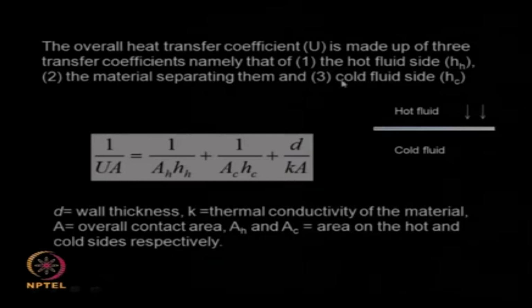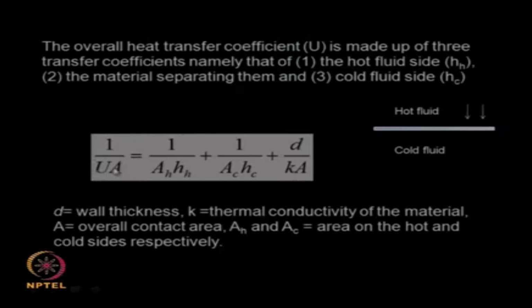So if you have heat transfer coefficient HH as the hot fluid side, HC as the cold fluid side, and then K the thermal conductivity of the material separating these two, then we have 1 divided by UA.